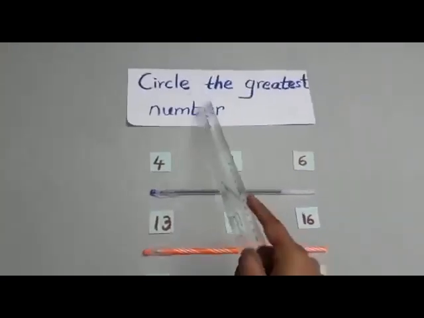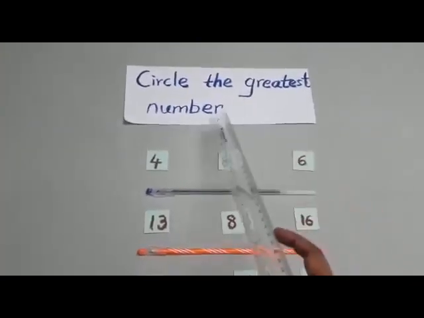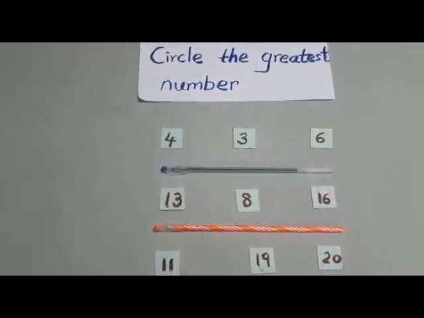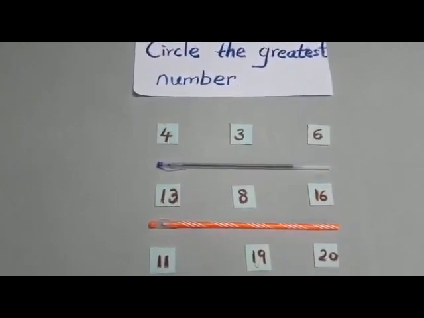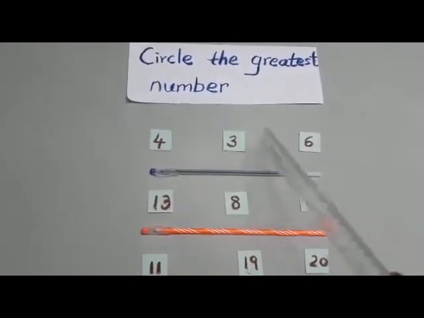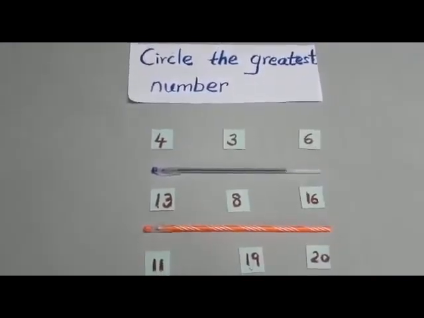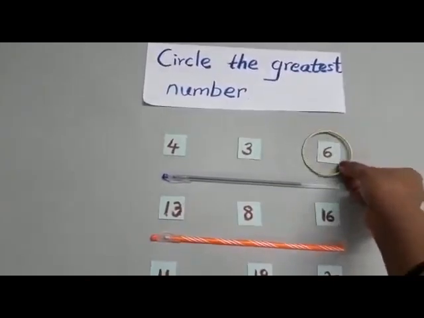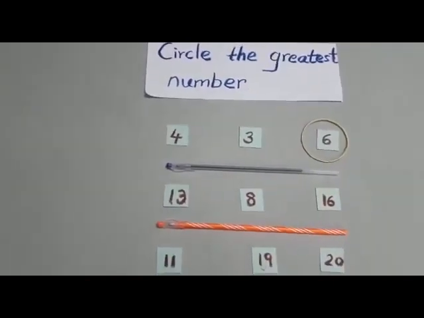Circle the greatest number. Let us now circle the greatest numbers. Let us see the first one. 4, 3, 6. What is the greatest number here? You're right. 6. Next one.